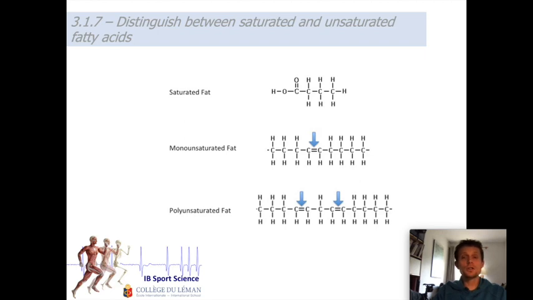Foods that contain large quantities of saturated fats are, for example, butter, dairy products, and also meats. In addition to that, we can see some tropical oils like coconut oil and palm oil. Diets that contain lots of saturated fats are likely to result in medical issues such as atherosclerosis and coronary heart disease.